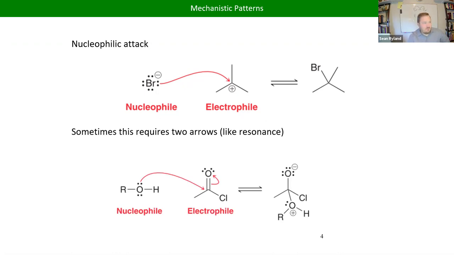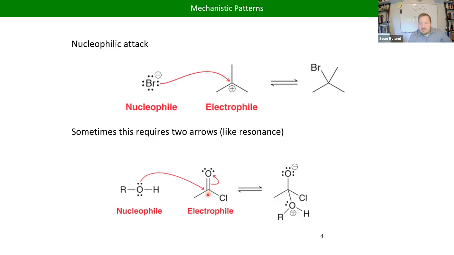Sometimes when we have a nucleophilic attack, we have to draw two arrows. Sometimes that has to do with resonance. Most frequently though, if you have a nucleophilic attack moving towards a partial charge, so this carbon here has a partial positive charge, right? Because it's attached to two more electronegative elements. So this carbon's a good target for a nucleophile.